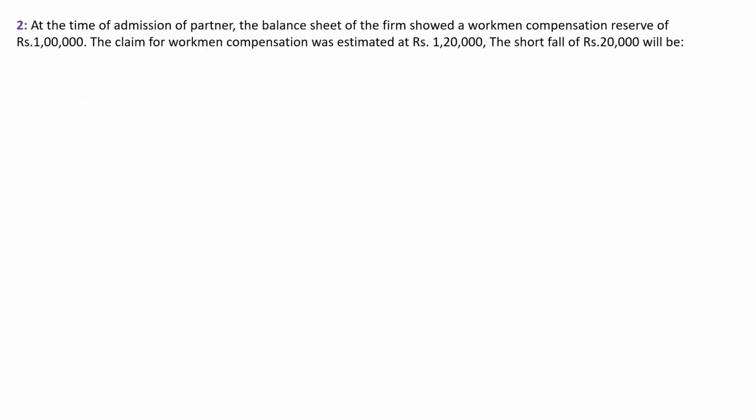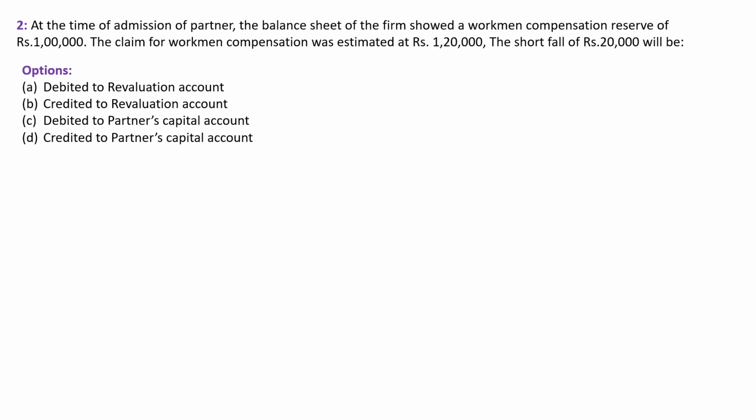Question number 2. At the time of admission of a partner, the balance sheet of the firm showed a workmen compensation reserve of rupees 1 lakh. The claim for workmen compensation was estimated at rupees 1,20,000. The shortfall of rupees 20,000 will be... Now, it is asking you where this shortfall has to be adjusted.